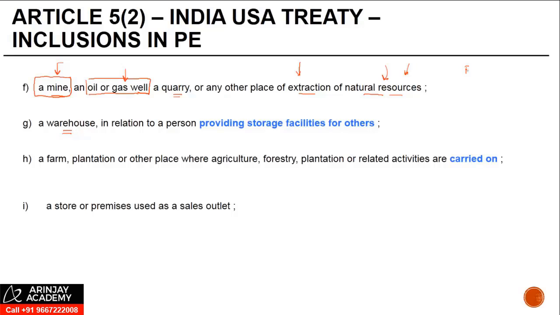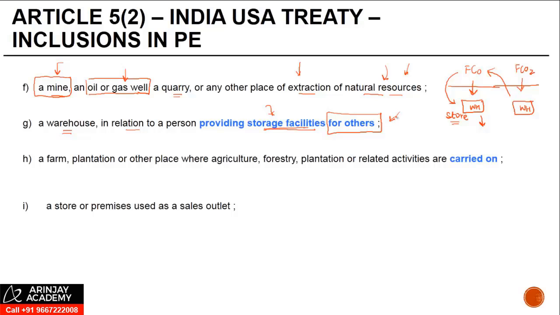So let's take an example. There are two foreign companies. One owns a warehouse which it uses to store its own goods and then deliver them to its customers. The second foreign company owns a warehouse which it provides to third parties, maybe even this FCO as well, on a rental basis, because they are in the business of providing storage facilities. In such a case, the warehouse of the person providing storage facilities for others is considered a PE, because here the act of storing is a business activity. When you are storing your own products, it may still amount to a PE under a different clause, but not for the purpose of this particular clause.